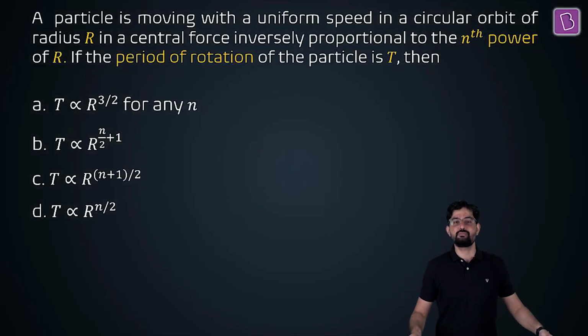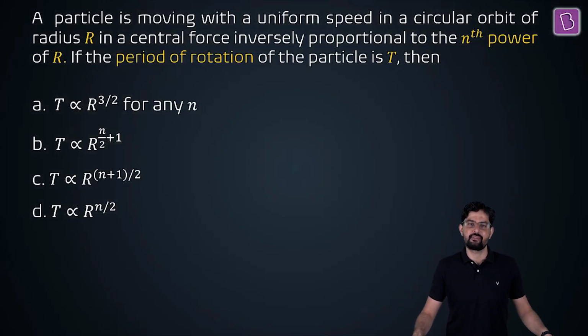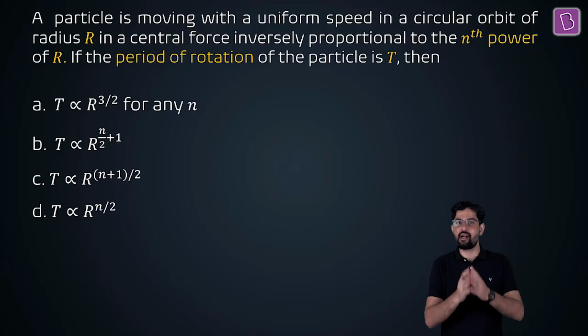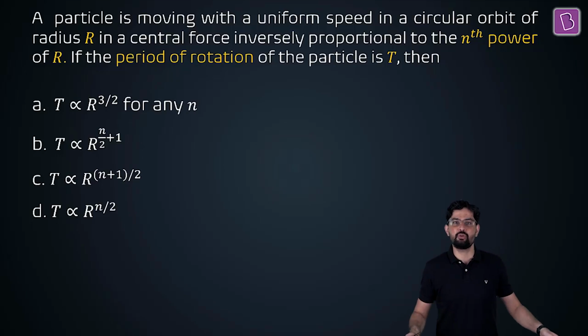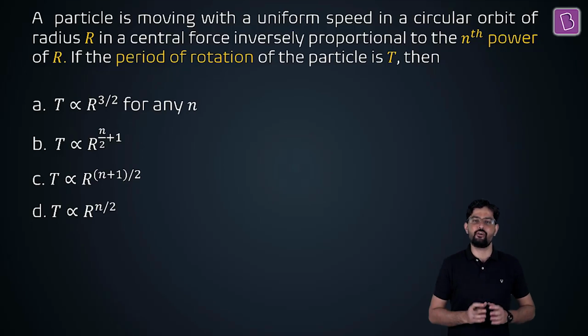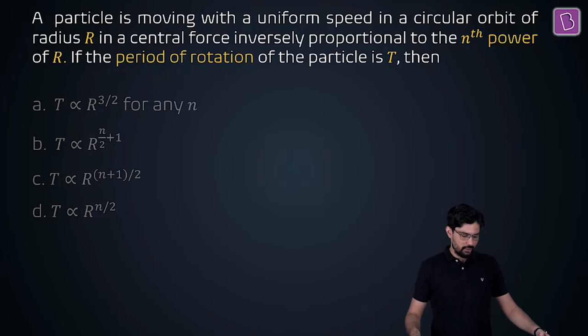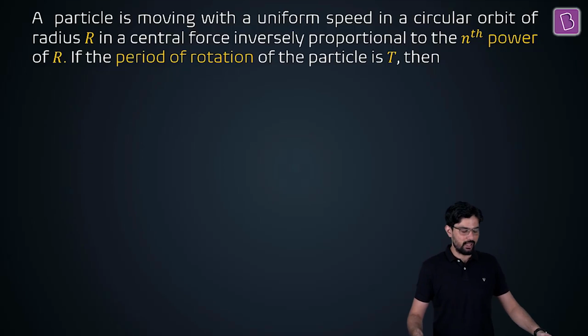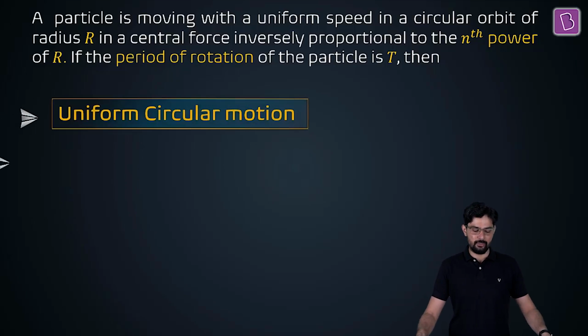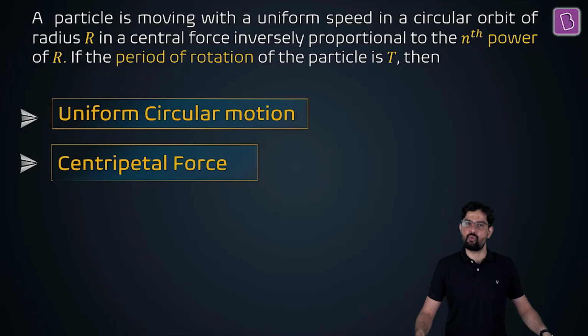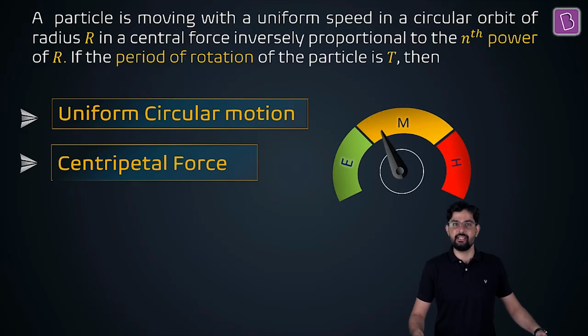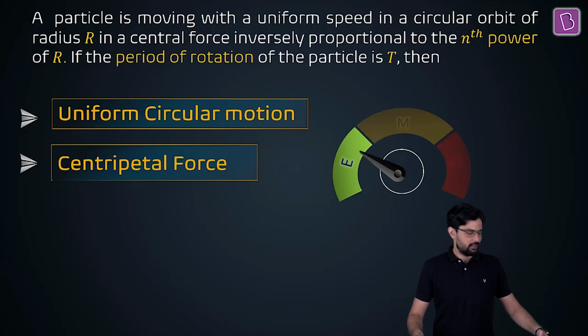So a particle is moving in a circular orbit of radius r with uniform speed. The centripetal force acting on the particle is inversely proportional to r raised to the power n. You have to tell how time period of rotation depends upon r. So the concepts on which this problem is based are uniform circular motion and centripetal force. And this problem is pretty easy. So let's start solving.